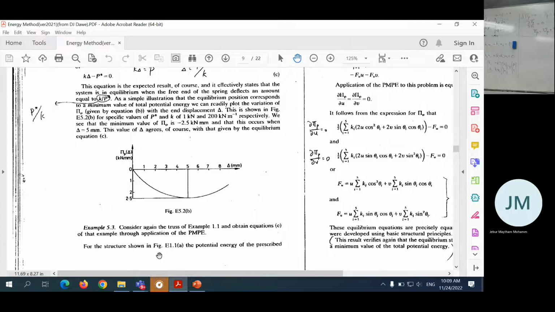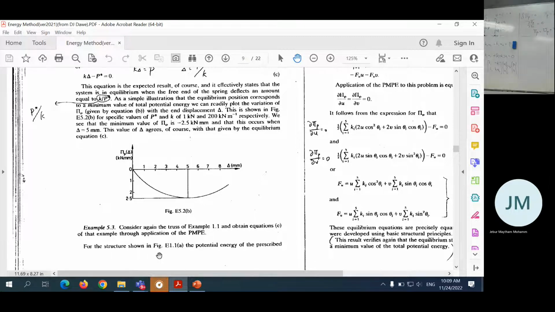From here, what this example tries to show you is that at delta equal to 5, you get the minimum total potential energy. It's a negative value, negative, negative, negative, so minimum here. So according to the principle of minimum potential energy, of all the possible delta, it can be 1, 1.2, 1.3, 1.4, 2, 2.5, 2.6, 3, 3.1, anything. Delta can be any value.